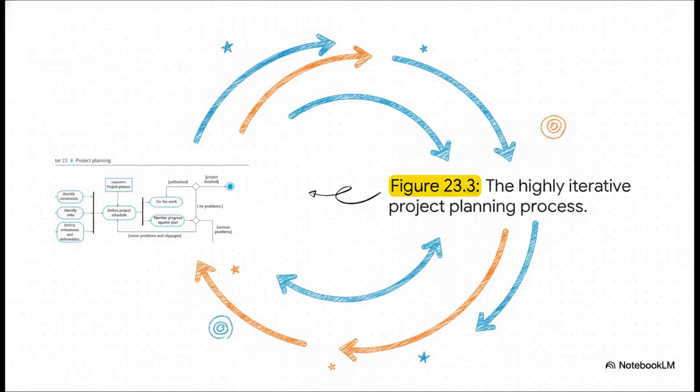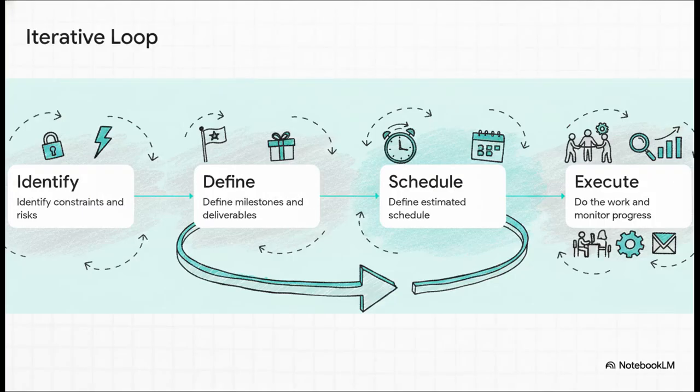Now, what's really fascinating here is how we can visually trace this continuous loop of planning. The project planning process isn't just a set it and forget it one-time event. It is a highly iterative process. Let's break down the actual steps of this loop. The process always kicks off by identifying constraints, like your hard budget or delivery date, alongside identifying your project risks. With those clearly in mind, you define your milestones and your deliverables. Once those are set, the project planner defines the estimated schedule. And then, the team actually gets to work.